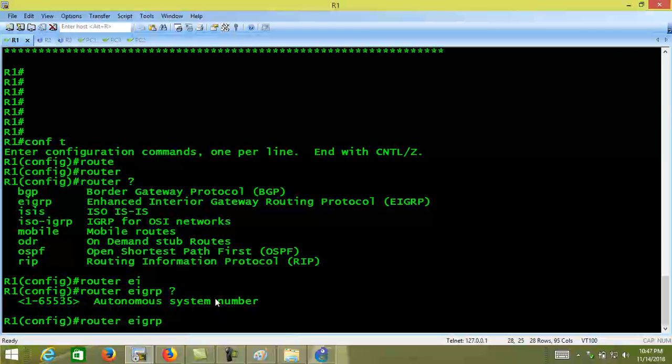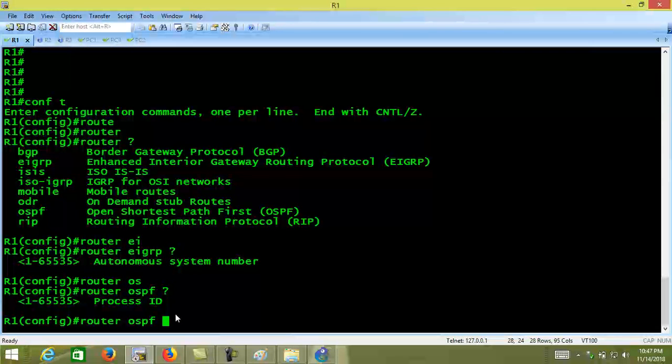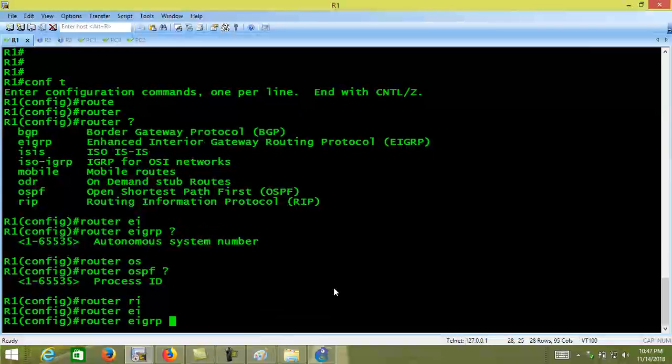For EIGRP, this is not a very intuitive name they gave that number. I mean they should have called it a process ID. If it was OSPF, it's the same number, but it's a process ID. Basically, what that is doing is just creating an instance. I'm typing RIP, I need to get back to EIGRP. It's just running a routing instance.